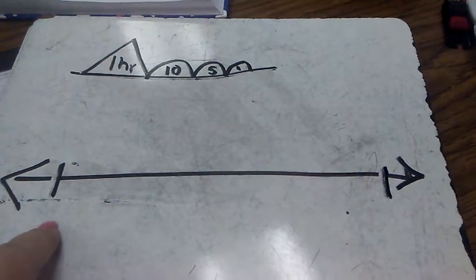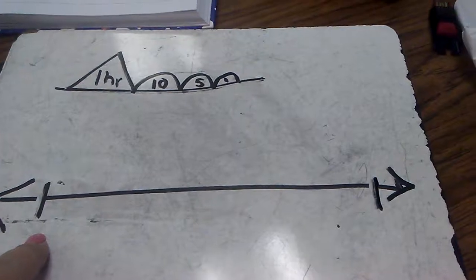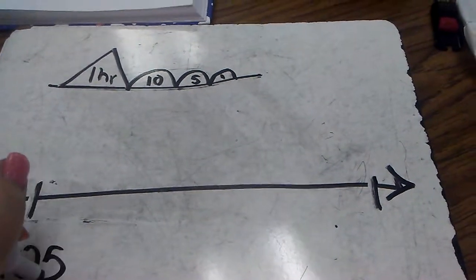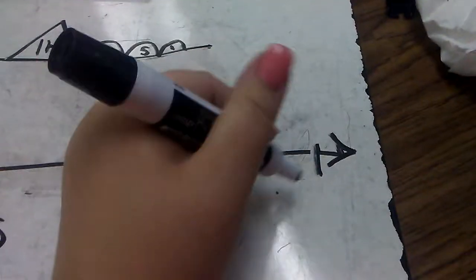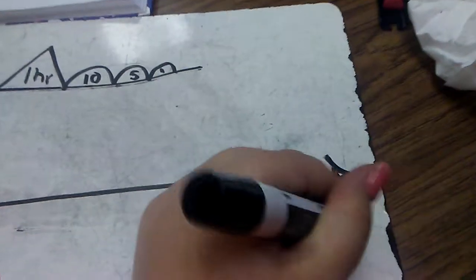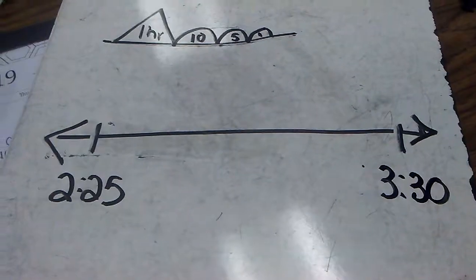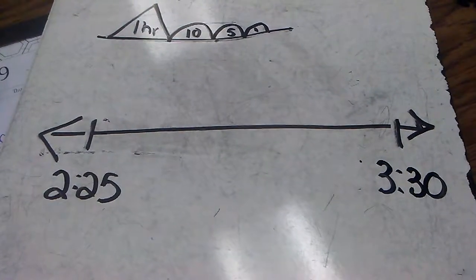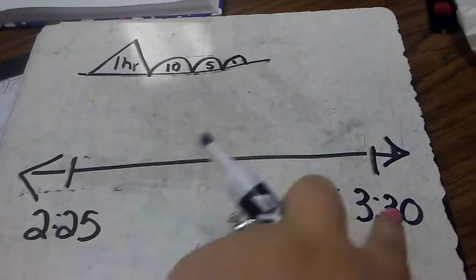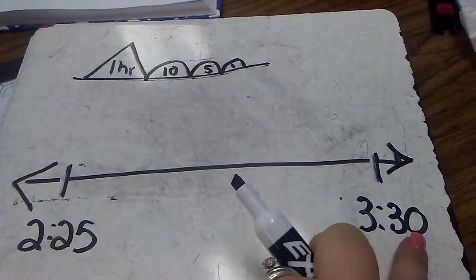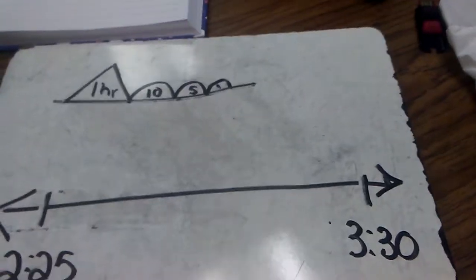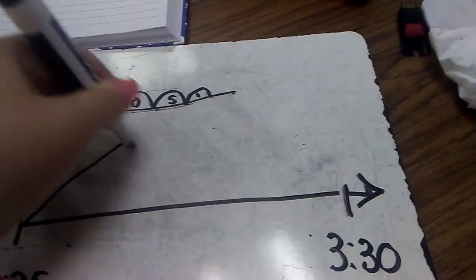On the left side, I write my start time, and my start time is 2:25. And on the right side, my time is going to be my end time, which is 3:30. So now I need to figure out what kind of jumps I need. So I started at 2:25 and it ended at 3:30. So I know 3:30 goes past 25. So I'm going to do a 1 hour jump.